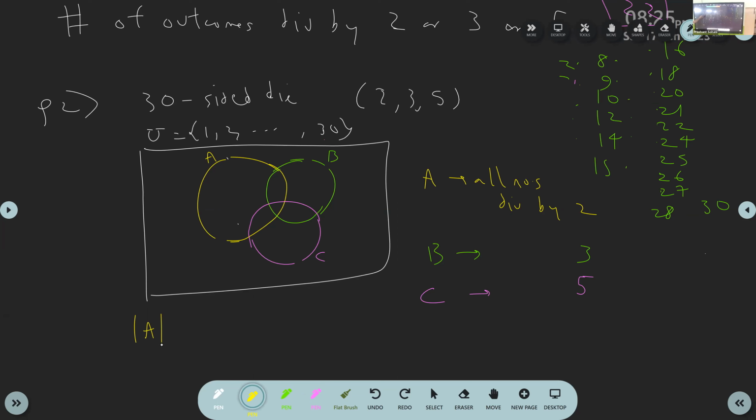Set A has how many elements? All the numbers divisible by 2. So 30 upon 2, 15. Correct? So I have counted everything in the set A once now. So we take it as one set.